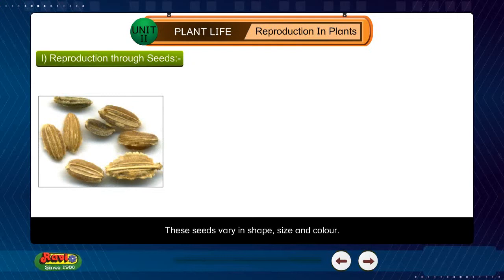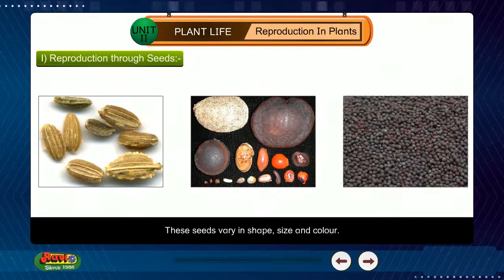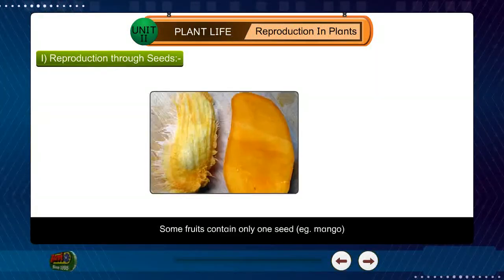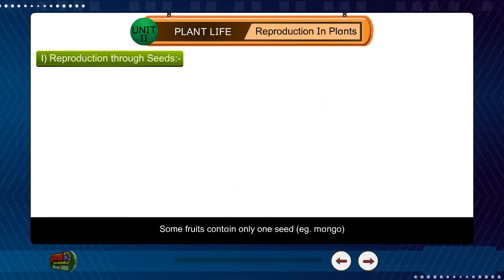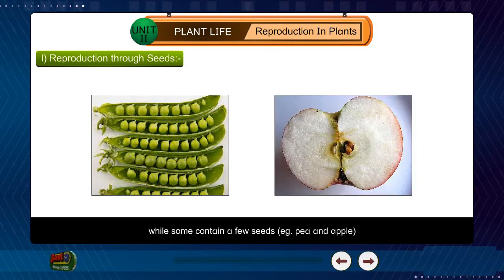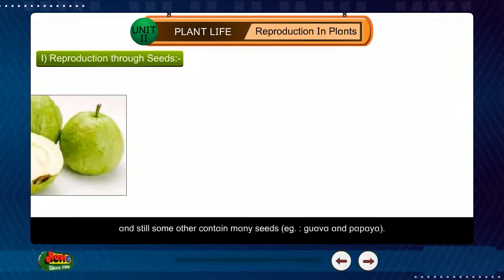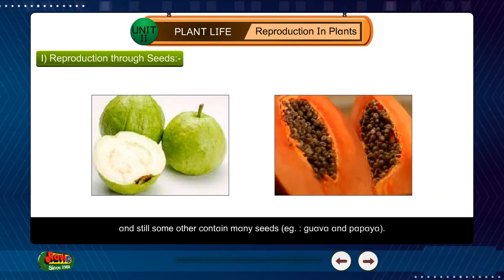These seeds vary in shape, size, and color. Some fruits contain only one seed, for example mango, while some contain a few seeds, for example peas and apple. And still some others contain many seeds, for example guava and papaya.